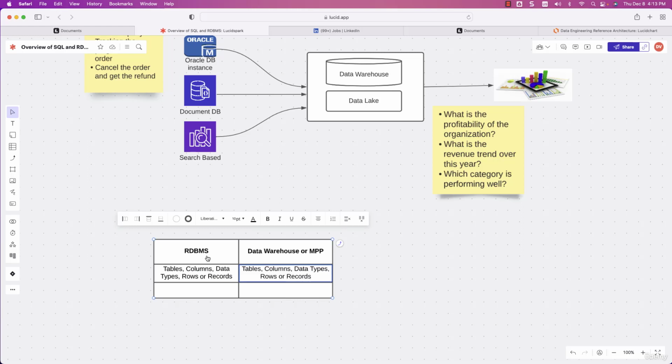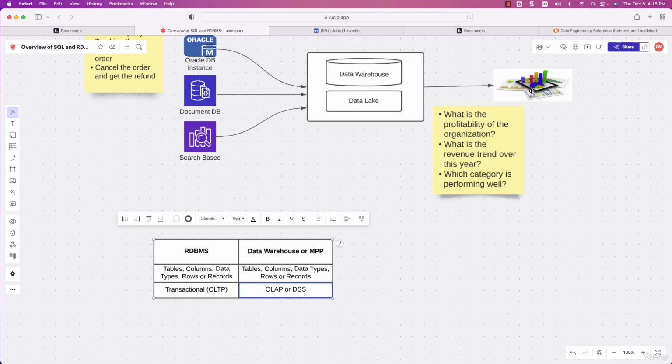However, when it comes to use case, RDBMS is typically used for transactional based systems. These are also popularly known as OLTP. OLTP stands for online transaction processing. When it comes to data warehouse or MPP database technologies, they are typically used for OLAP or DSS. DSS stands for Decision Support Systems. OLAP stands for Online Analytical Processing.